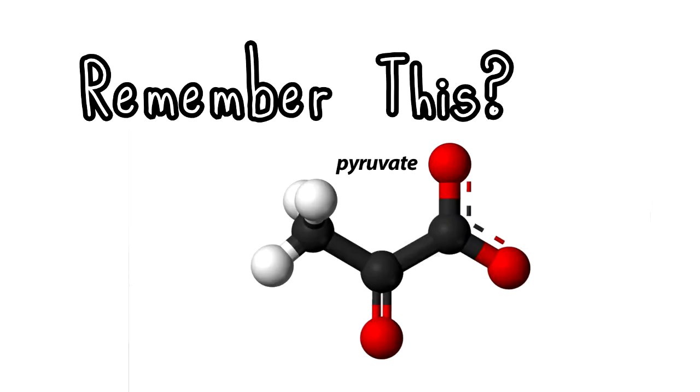Step 1.5: The link cycle. Remember this thing from glycolysis? Well, sadly the mitochondria won't allow just pyruvate in, and it needs to be turned into acetyl coenzyme A.